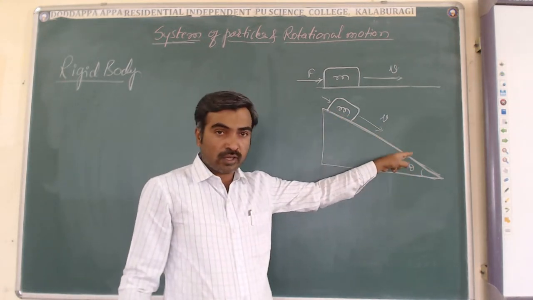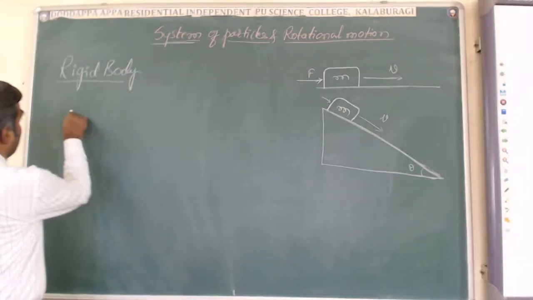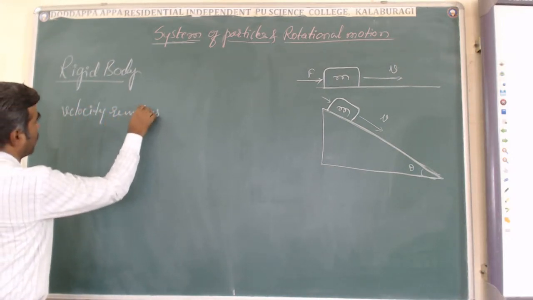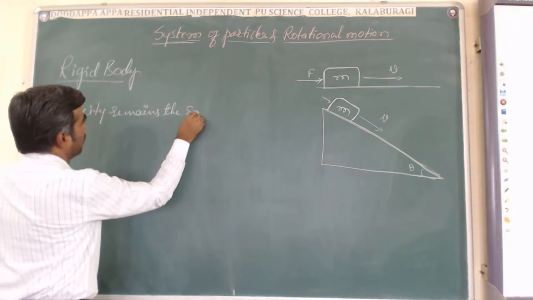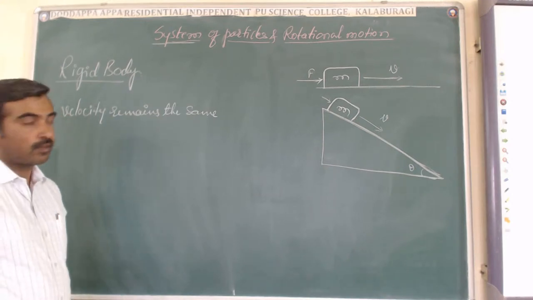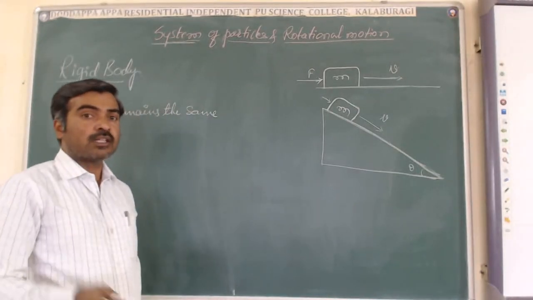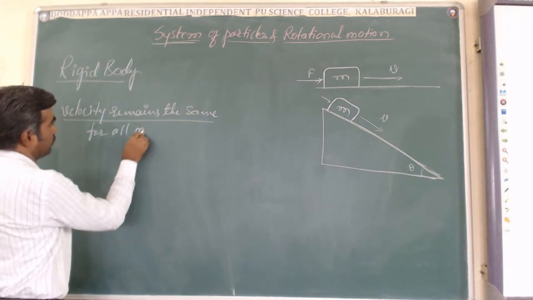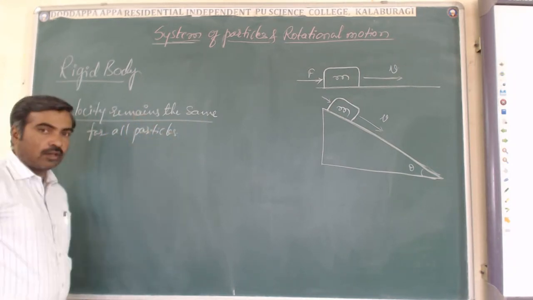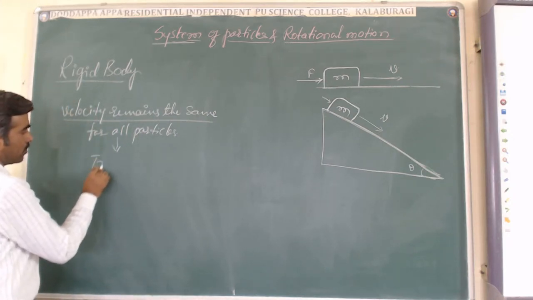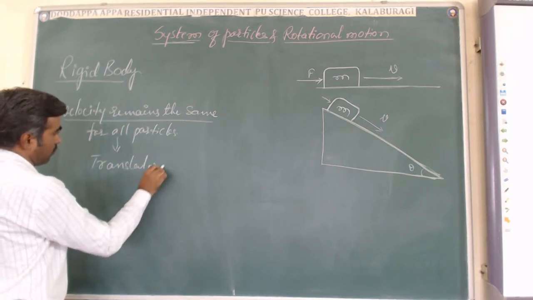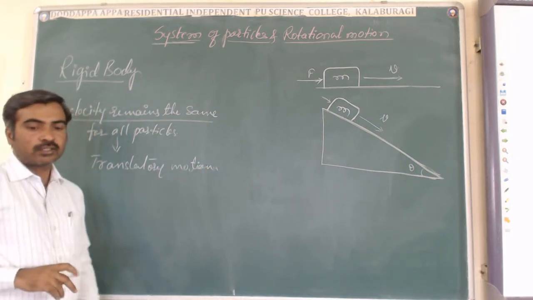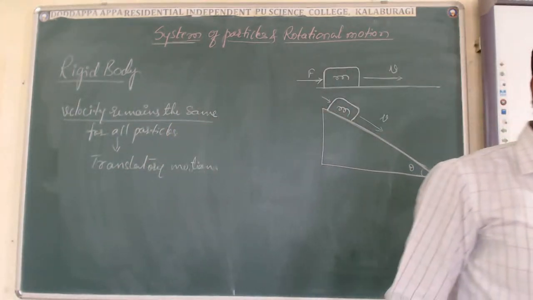In this type of motion, the velocity remains the same, the linear velocity of all the particles. All particles will move with the same velocity. Such kind of motion we call translational motion, or translatory motion.